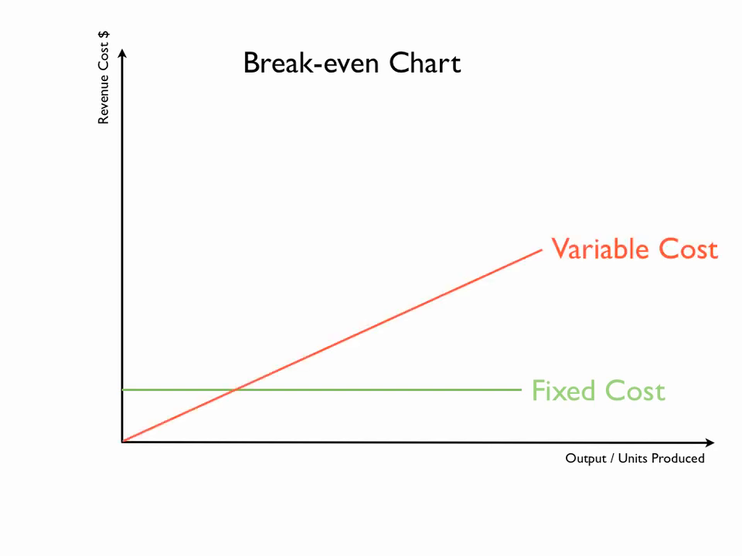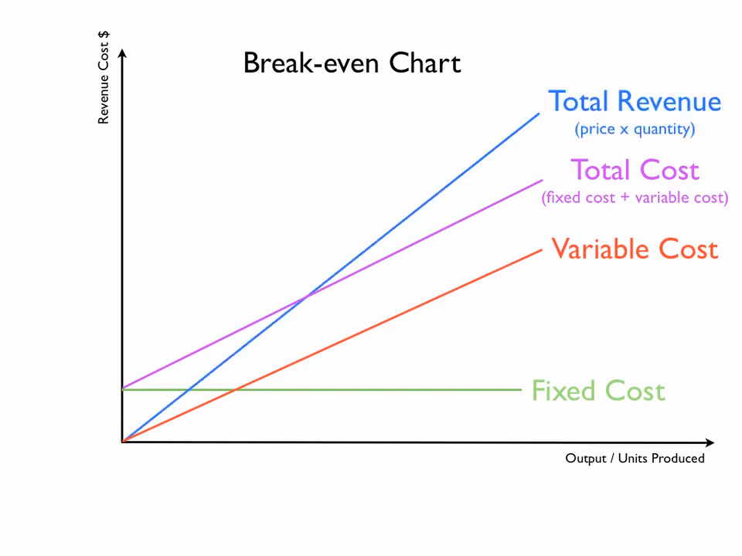Next, we have the variable cost line. Variable cost varies depending on the volume of units produced. This includes labor, materials, and supplies. The total cost line is the sum of fixed cost and variable cost. We see that the total cost starts at the fixed cost margin and is parallel to the variable cost line.